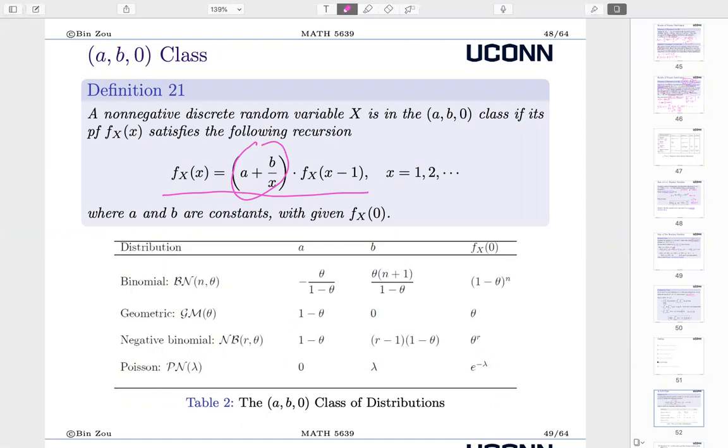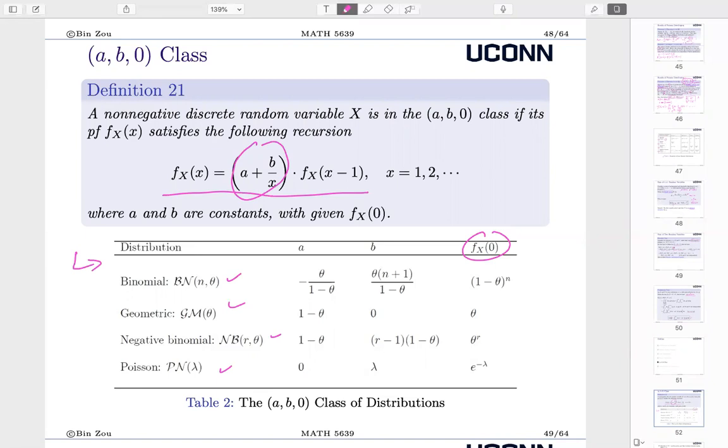Okay. So most of the distributions we have introduced fall under the (a,b,0) class. This table is nice. It actually summarizes the values of a and b and the initial value of the probability function. So the initial is at 0 for all the 4 distributions we have studied so far. There's no need to really memorize what a and b are. Once you are able to write down the probability function, it's rather straightforward. It takes 20 seconds to figure out the a and b.